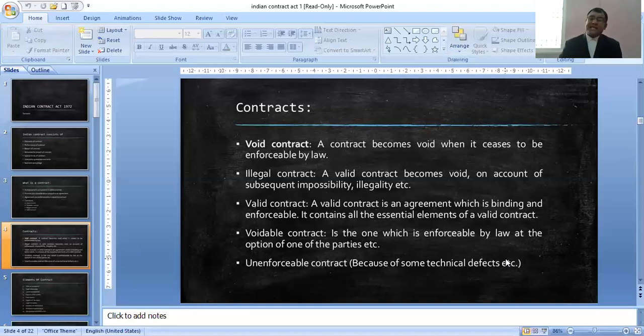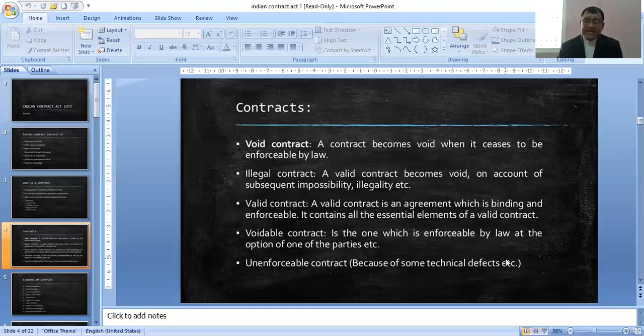Restraint from marriage. Suppose I agree with somebody that I will not marry this person, and I get a consideration of 10,000. X restrains from marrying Y because of an agreement. It is not a valid contract. It is an illegal contract. Another example of an illegal contract, restraining trade is an illegal contract. So I think most of you will understand the illegal contract.